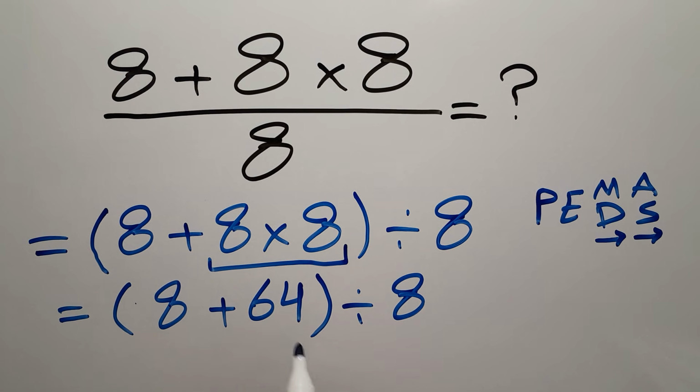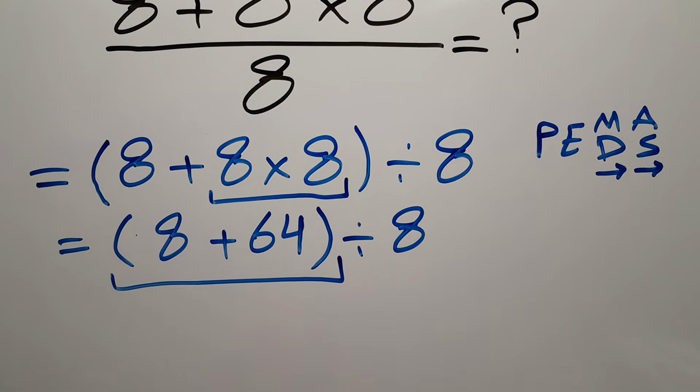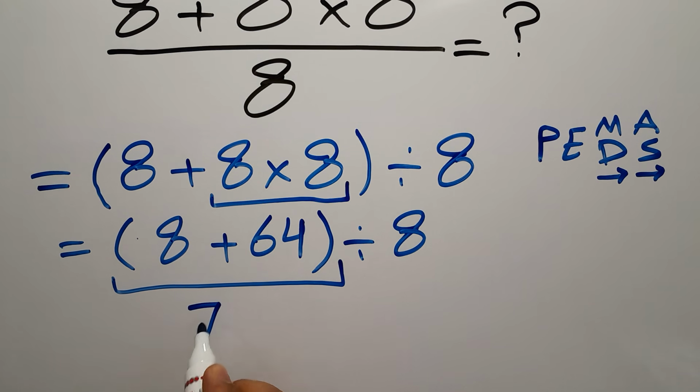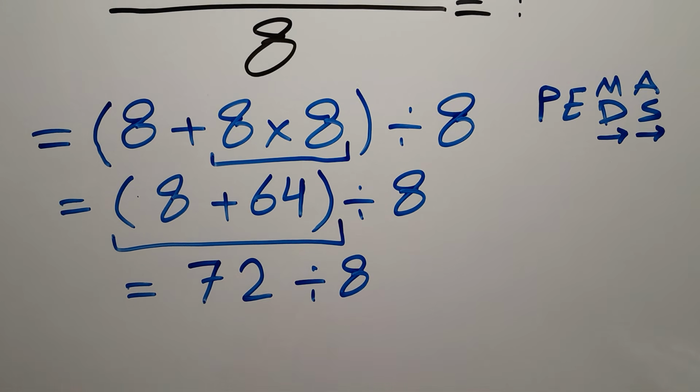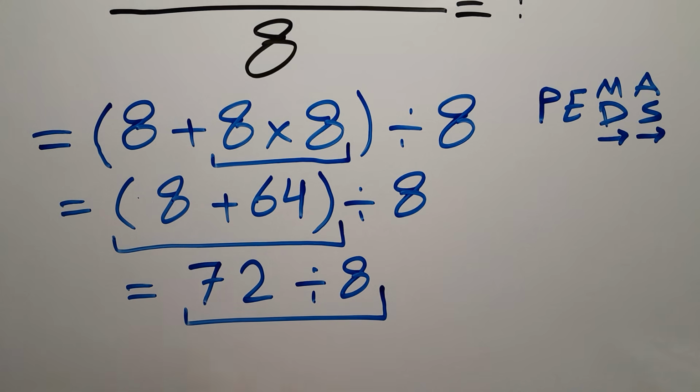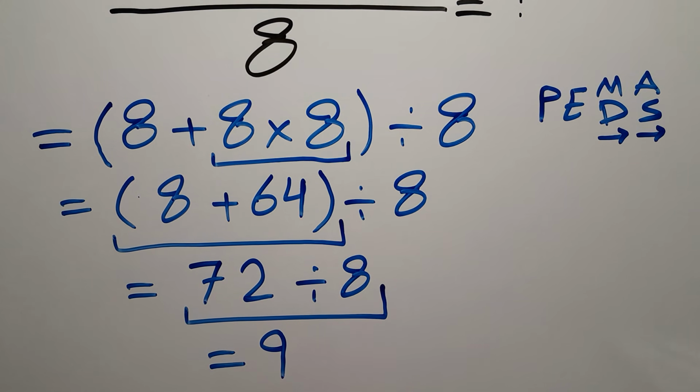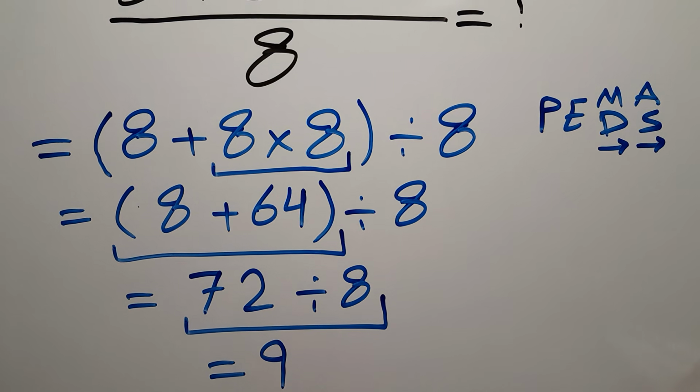8 plus 64 gives us 72. So we have 72 divided by 8. And this is equal to 9. So therefore, our final answer to this problem is just 9.